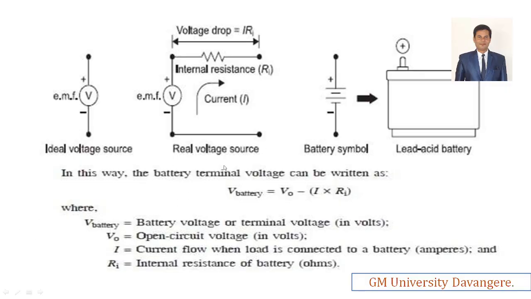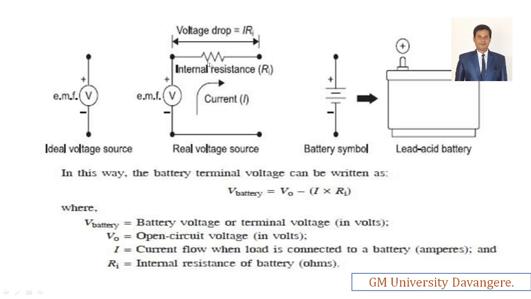So in this way, the terminal voltage can be written as V battery equal to V naught, that is the open circuit voltage, minus I, the current which is flowing through the load when you connect any load, multiplied by Ri, the internal resistance of the battery. So this is how the battery voltage can be calculated, considering the drop across the internal resistance.